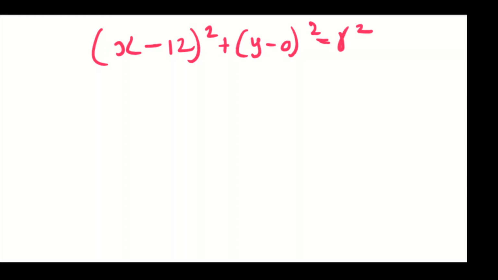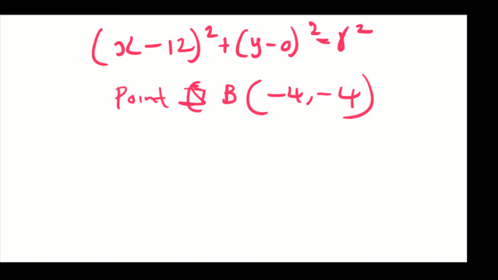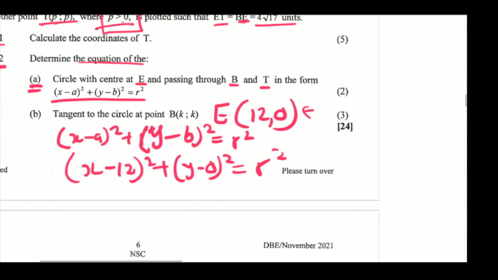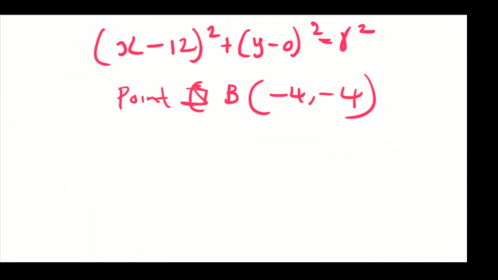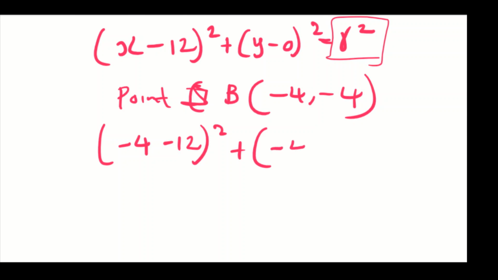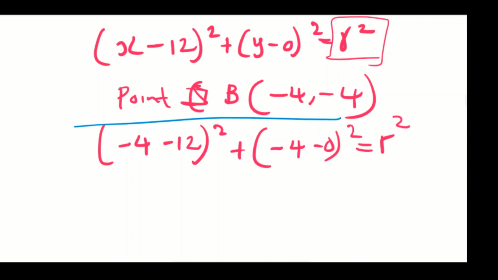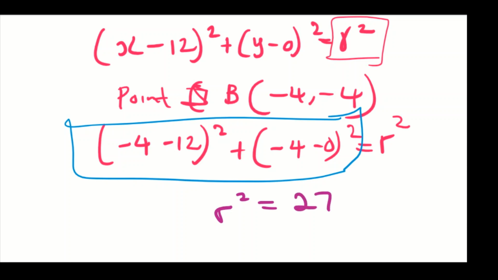So we're going to use a point. We can use point B, which is (minus 4, minus 4), because we're told that it passes through these two points, B and T. So we can substitute point B to find the radius of the circle. Where there's x, we put minus 4, so (minus 4 minus 12) squared, plus where there's y, we put minus 4, so (minus 4 minus 0) all squared is equal to r squared. Add everything in your calculator, and you find r squared is equal to 272.